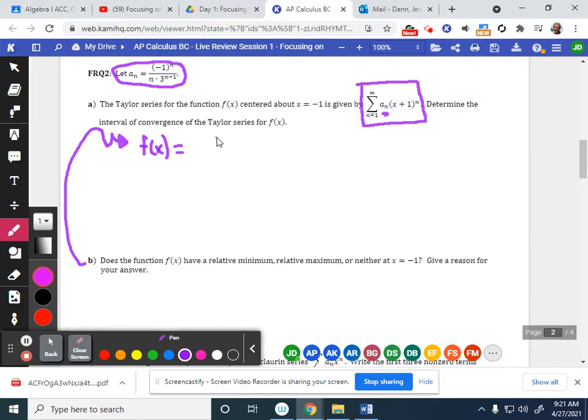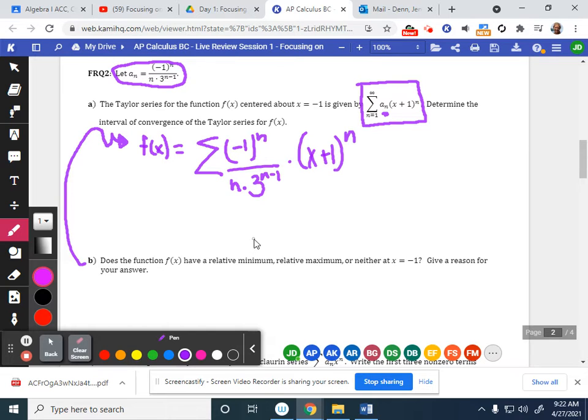is this series that is a sub n, so (-1)^n over n times 3^(n-1) times (x+1)^n. This is the series I'm referring to. And they want to know, does this function have a min, a max, or neither at x equals -1?